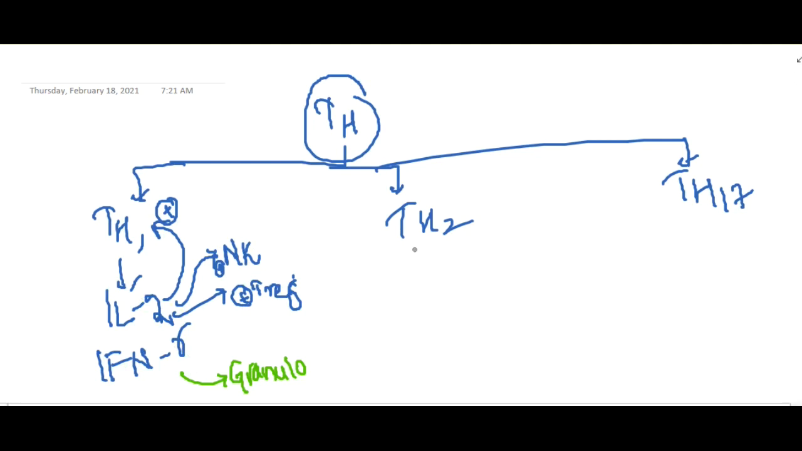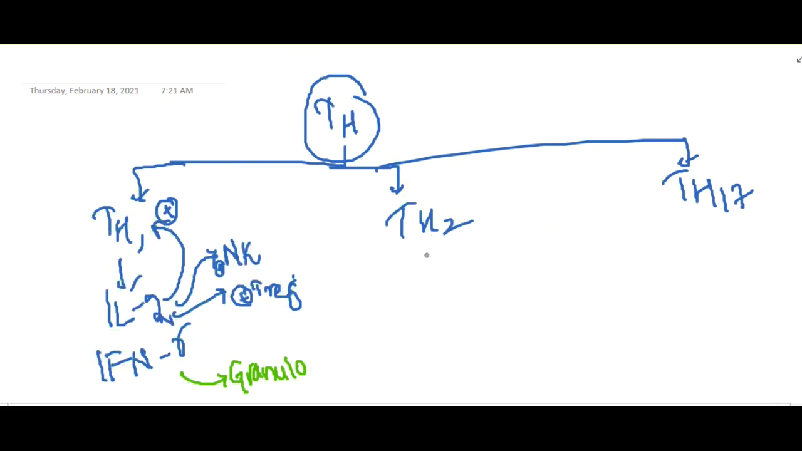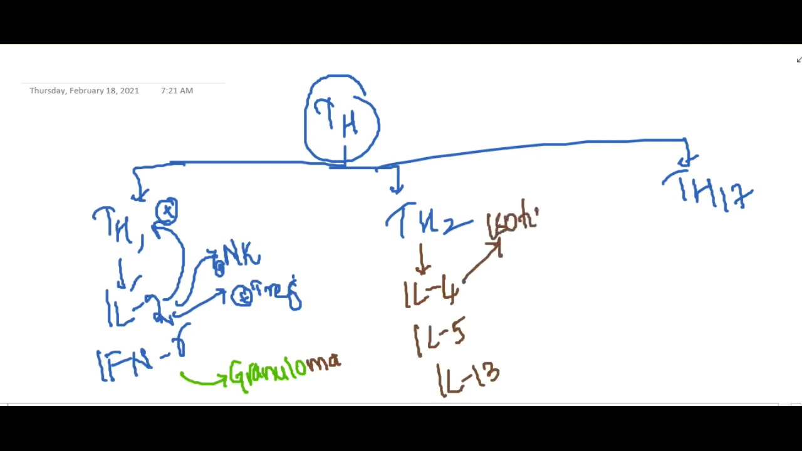Then we have T helper 2 cells. This T helper 2 cell will produce interleukin 4, interleukin 5 and interleukin 13. This interleukin 4 is helpful in isotype switching, whereas interleukin 5 is important in eosinophil activation. So it will activate eosinophils, whereas interleukin 13 will produce mucus.